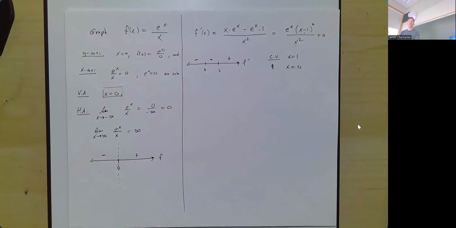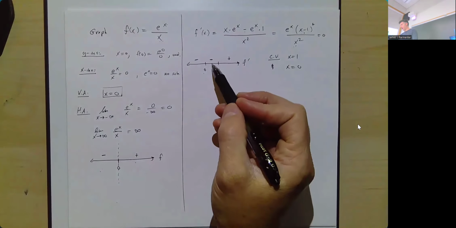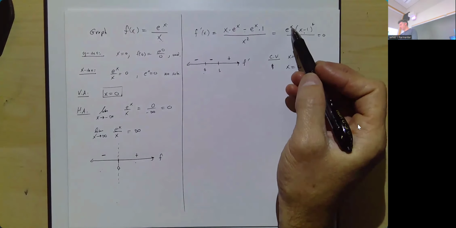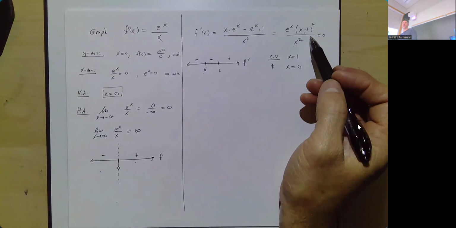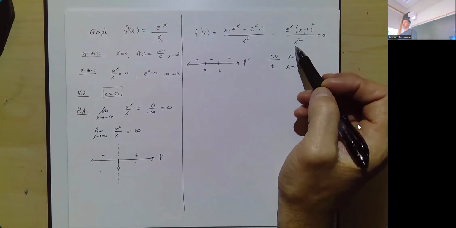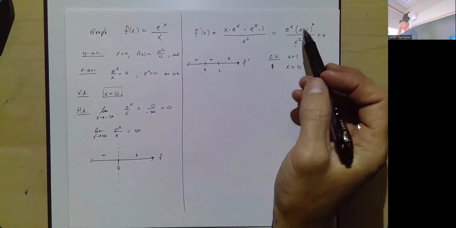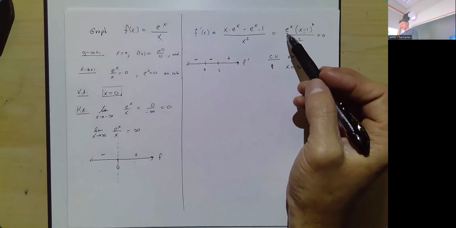Or you can pick points. If I pick x equal to 1/2, then 1/2 is positive, 1/2 minus 1 is negative, 1/2 squared is positive, and a positive times a negative times a positive is negative. And likewise, if you pick something like -3, either the -3 is positive.